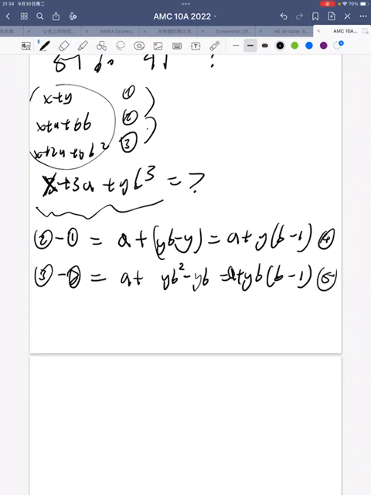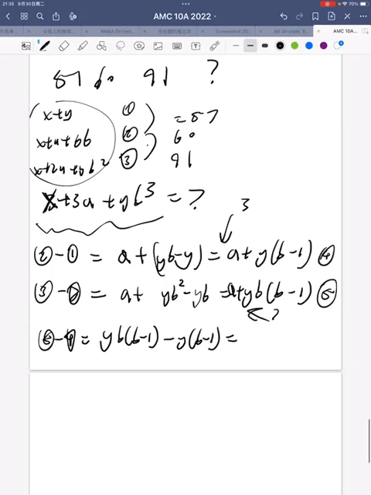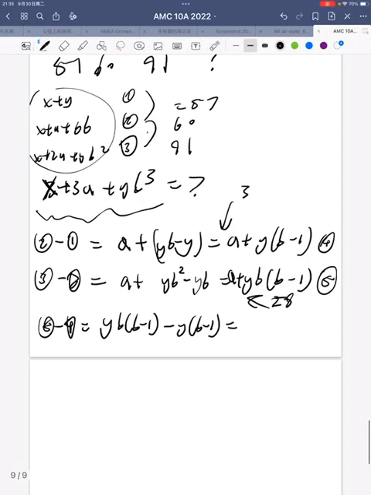And then notice how equation 4 and equation 5 are also kind of similar. So let's try subtracting those as well. 5 minus 4 gives us y b minus 1 minus y b minus 1 is equal to, oh wait, we haven't even written the results. Those are 57, 60, 91. So this top equation will give us 3. This bottom equation gives us 28. So when we subtract them, we get 31, and when we subtract them, we get 28.